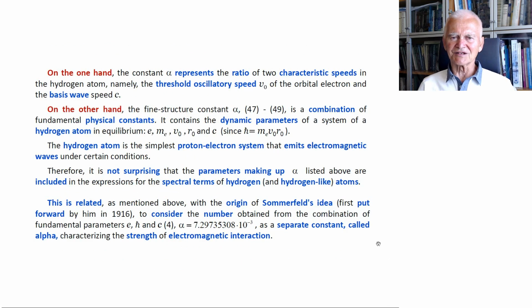On the one hand, the constant alpha represents the ratio of two characteristic speeds in the hydrogen atom, namely the threshold oscillatory speed V0 of the orbital electron and the basis wave speed c. On the other hand, the fine structure constant alpha is a combination of fundamental physical constants. It contains the dynamic parameters of the hydrogen atom system in equilibrium: E, Me, V0, R0, and C.